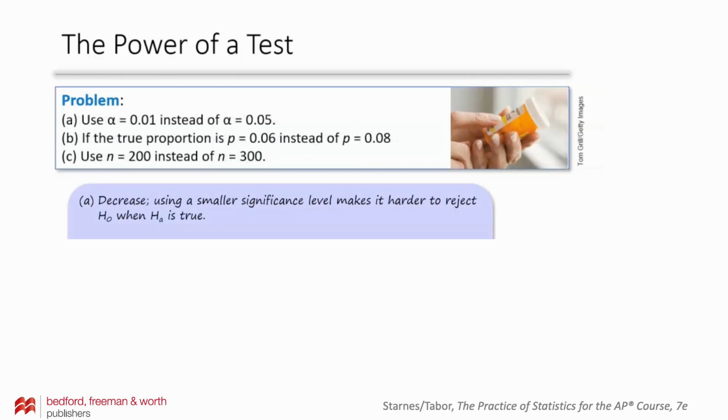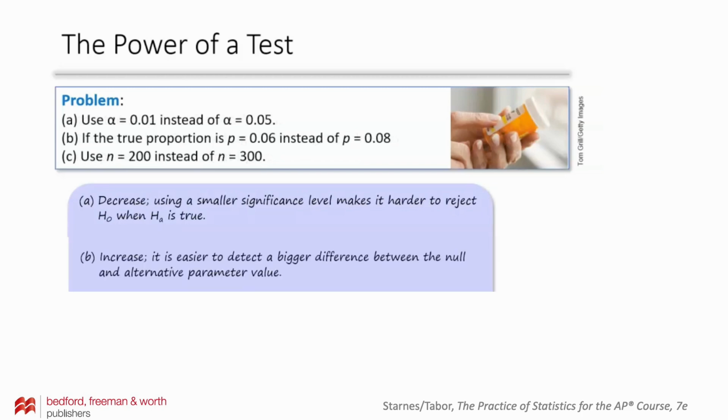Then if the true proportion decreases from 0.08 to 0.06, that makes it more extreme. So it's going to increase the power here. It's easier to detect a bigger difference between the null and the alternative parameter value.